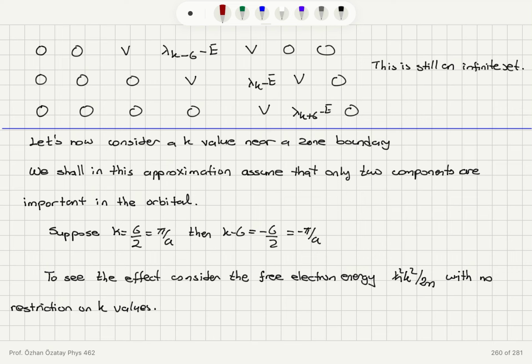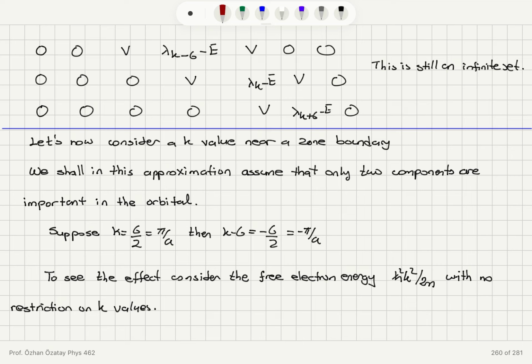Now let's consider a K value that is near the zone boundary, in order to understand what's happening at the Brillouin zone boundary. So we will, in this approximation, assume that only two components are important in the wave functions. And we have K equal to G over 2, and then K minus G would be equal to minus G over 2, which is minus pi over a. So that is picking a K value near the zone boundary.